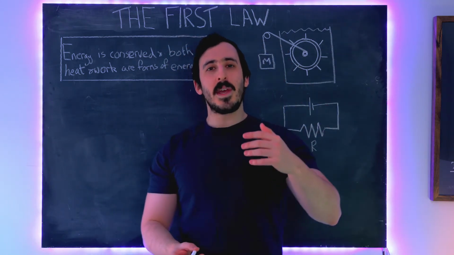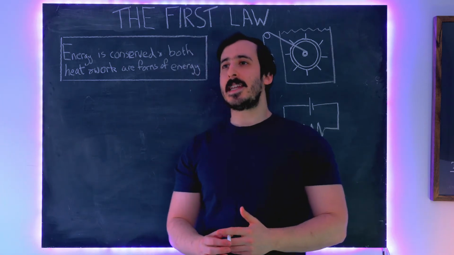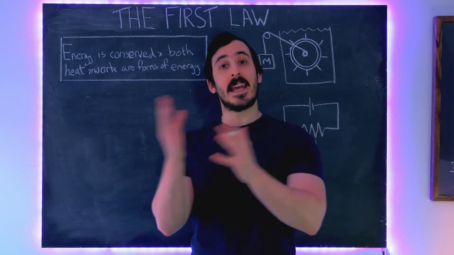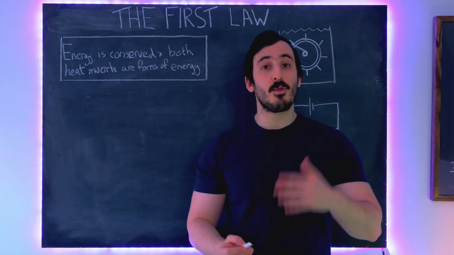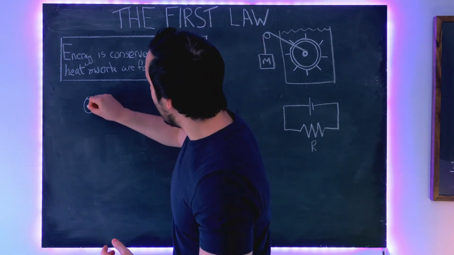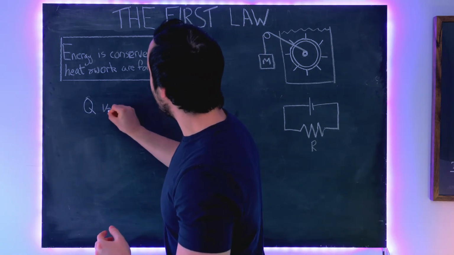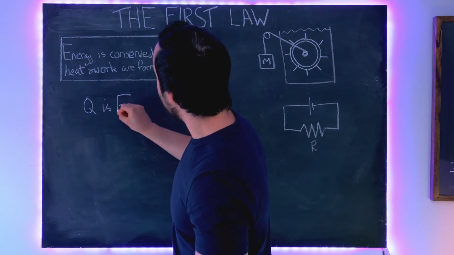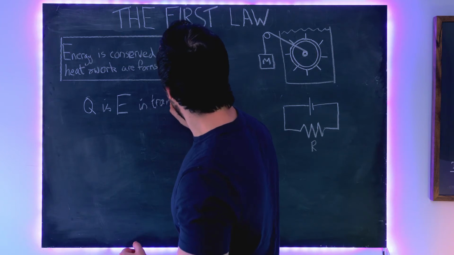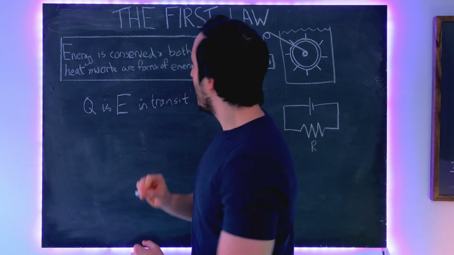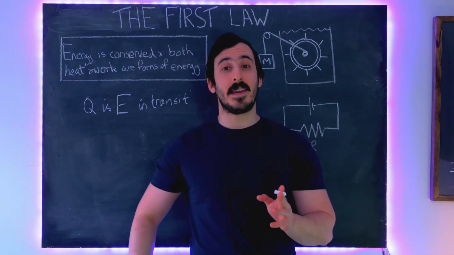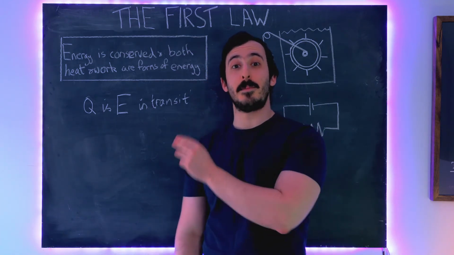So, what we can intuitively say is that heat is a form of energy which flows from hot things into cold things. And already we can make the following statement, which is that heat, represented by the letter Q, is energy, represented by the letter E, in transit. Now, there are two important points we have to make about this statement we've just made.